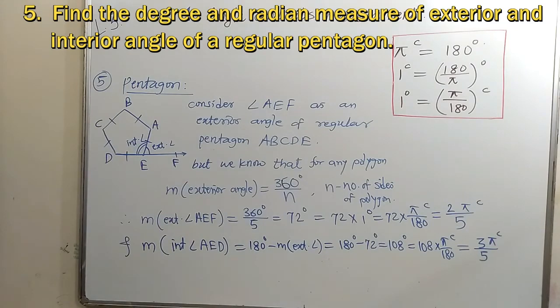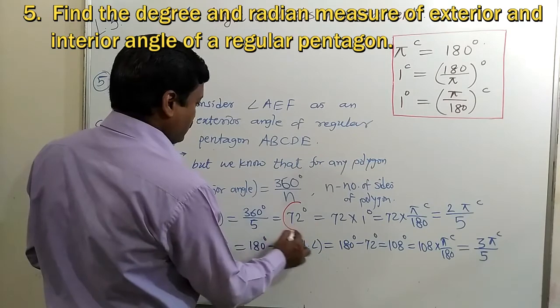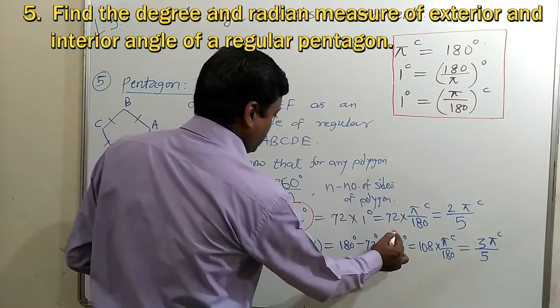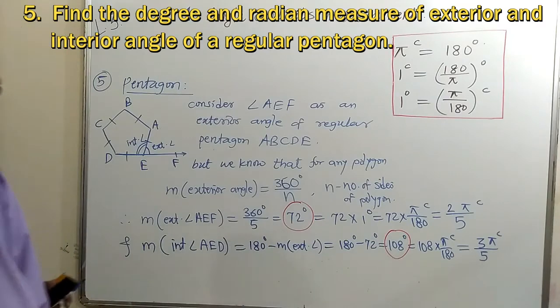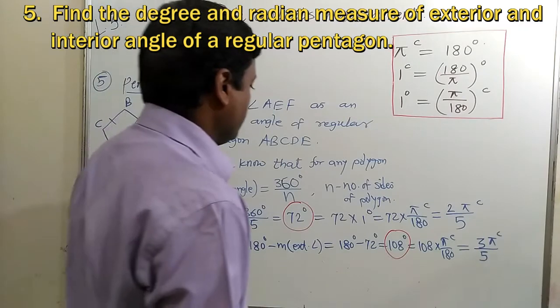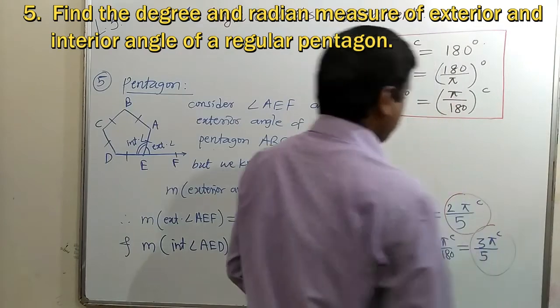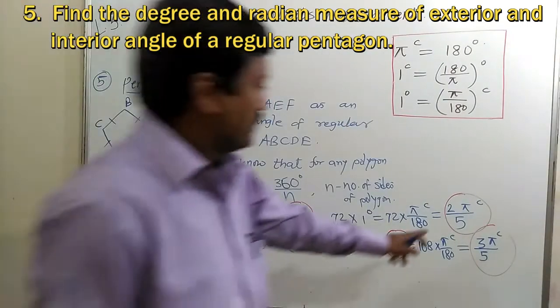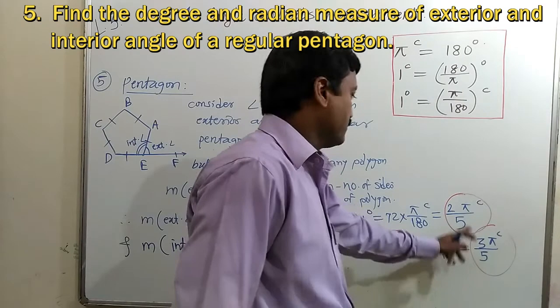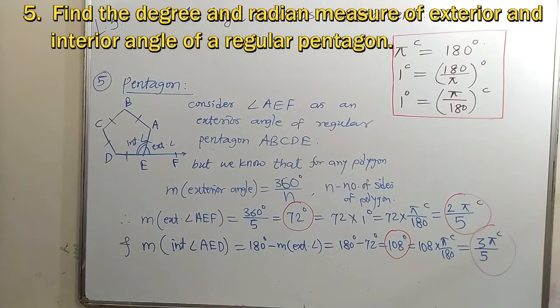These are the measure of exterior and interior angles. So in this case of pentagon, we get measure of exterior angle as 72, and measure of interior angle as 108. In case of pentagon, exterior angle is smaller and interior angle is greater. And the measures in radians are 2 pi by 5 and 3 pi by 5. The sum of these two angles, 2 pi by 5 plus 3 pi by 5 is equal to 1, so it is equal to pi. Pi is nothing but 180, which are in linear pair. So this is the way to find the angles of pentagon.